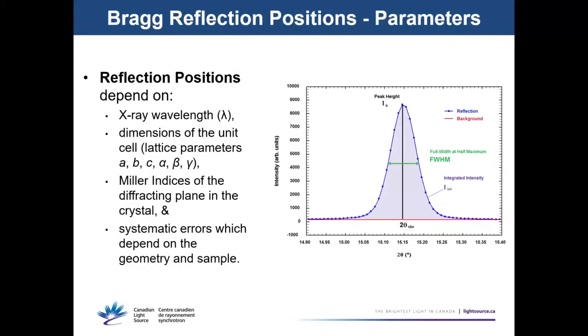So the positions of Bragg reflections in a powder pattern depend first and foremost on the wavelength of radiation that you're using and the crystalline phases that are present in your sample. Specifically, the unit cell parameters of the phase and the Miller indices of the specific crystalline planes determine where each Bragg peak is going to be located. But systematic errors, which depend on the geometry and also on the sample properties, can also be very important.